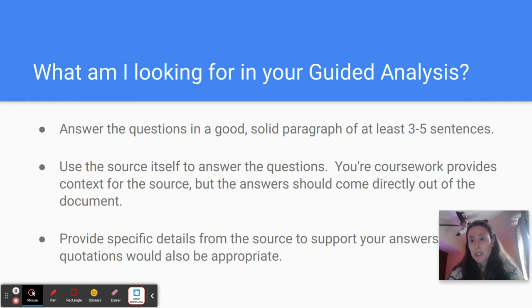And then I want some specific details from the source. If it's an image, tell me some of the specifics about what you see that lead you to the answers that you gave. If it's a written document, you can tell me some of the details, but quotes would also be really appropriate, just some little short quotes. These are short answers, so not multiple sentences, but some good short quotes.